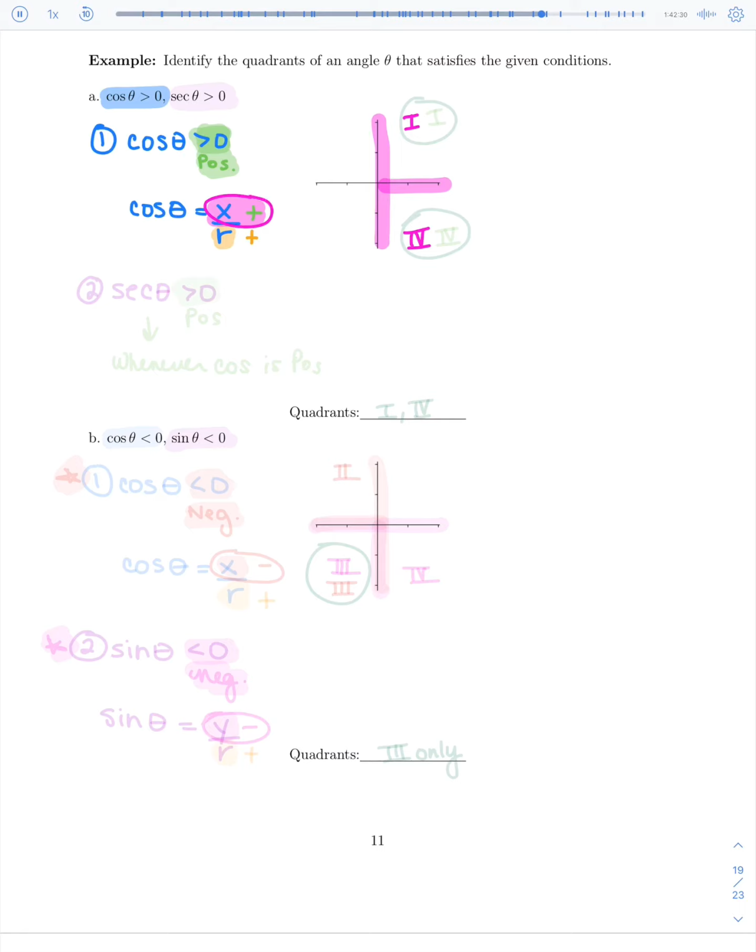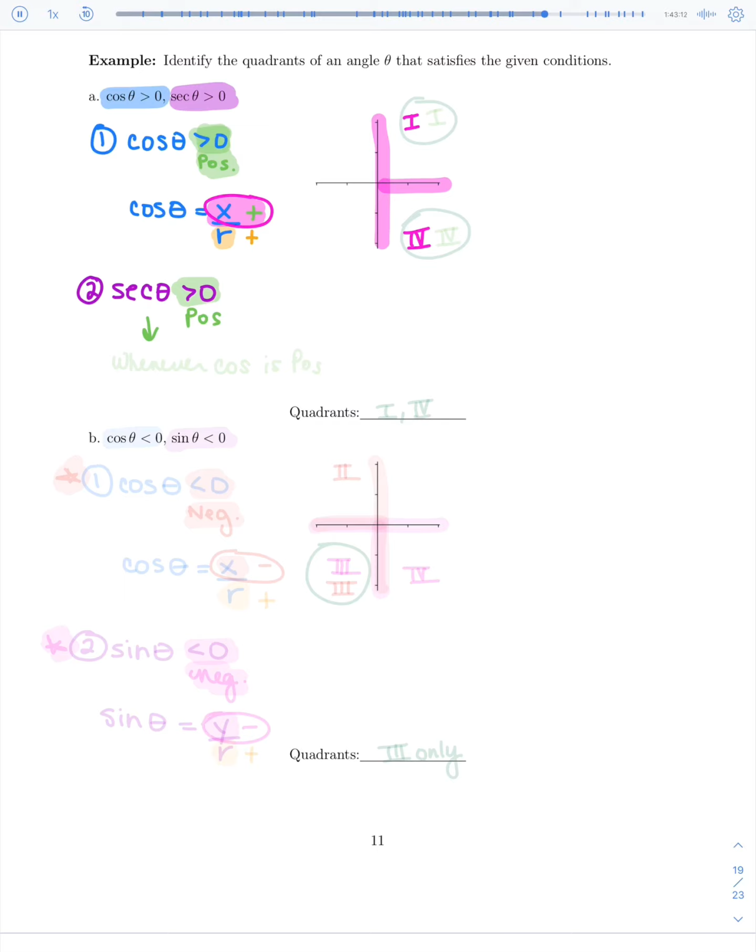However, they did give us one more piece of information, so let's dissect that. They also told us that they want secant to be positive. So secant theta also needs to be greater than 0, which also means that they want secant to be positive. What is secant? Secant is just the reciprocal of cosine. Remember, we already said we wanted cosine to be positive, and cosine is going to be positive in the first and the fourth. When is secant positive? Secant's positive whenever cosine's positive.